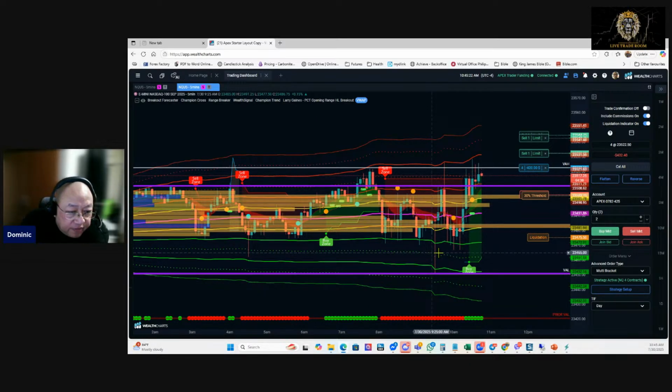What does fair value gap mean? Well, basically, a fair value gap is when there's an imbalance, and they have to go back to the imbalance to fill it. So that's why it works. Not all fair value gaps work, though.